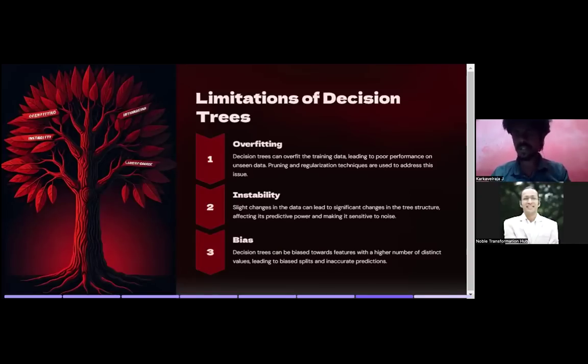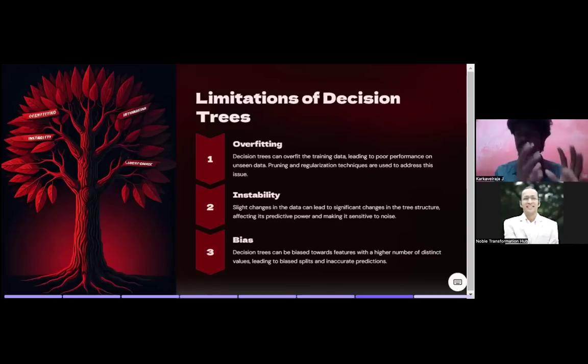Whenever you are using a decision tree, it is most likely that overfitting will occur, because it splits based on a decision rule, so it splits very deep. That's the reason it leads to overfitting. Another thing is instability. Slight changes in the data can lead to significant changes in the tree structure, affecting its predictive power and making it sensitive to noise.